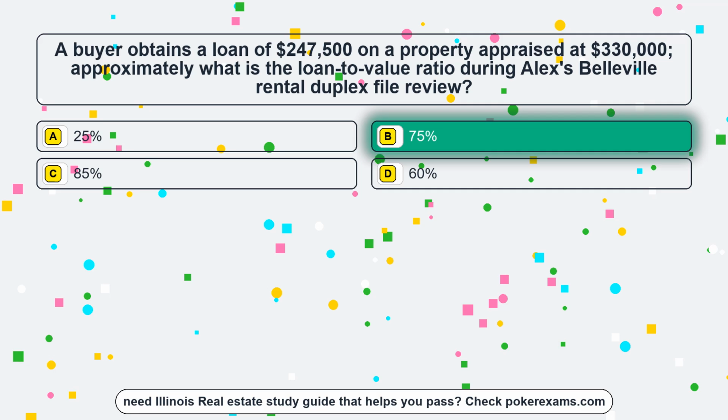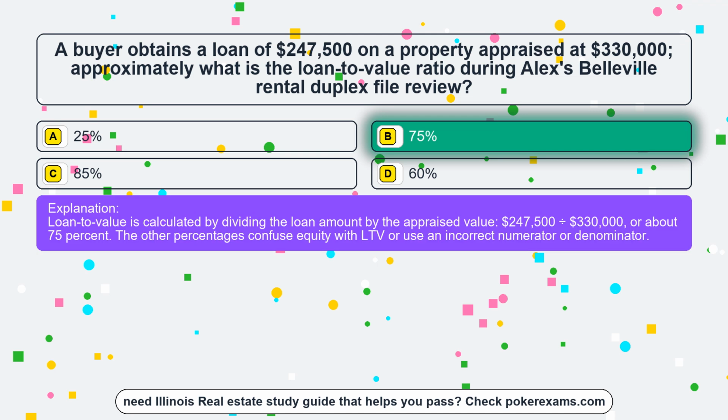The correct answer is option B, 75%. Loan-to-value is calculated by dividing the loan amount by the appraised value, $247,500 divided by $330,000, or about 75%. The other percentages confuse equity with LTV or use an incorrect numerator or denominator.